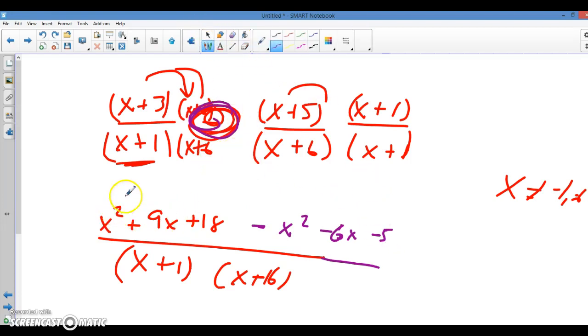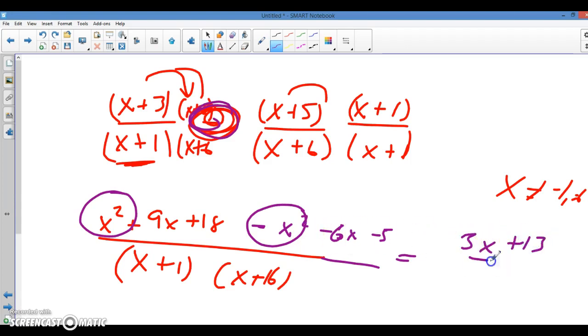So then collect like terms. This and this. How many x squareds do I have? None. I have 9x. I have minus 6x. So I end up with 3x plus 18 plus minus 5 is 13. And then the bottom is the same.